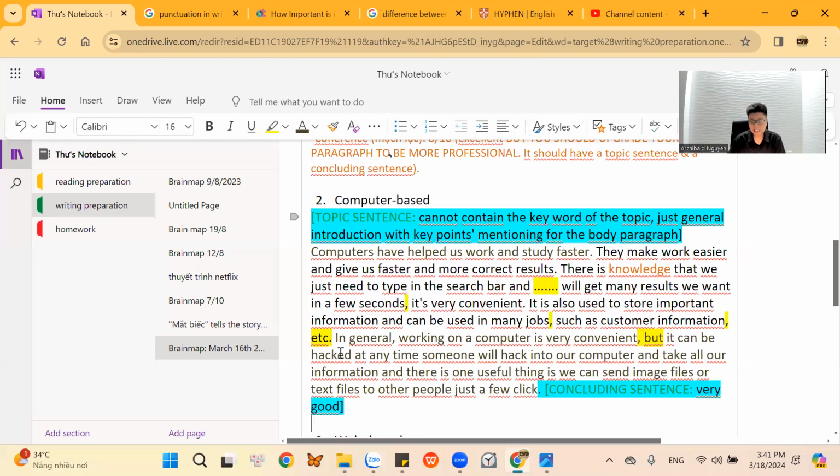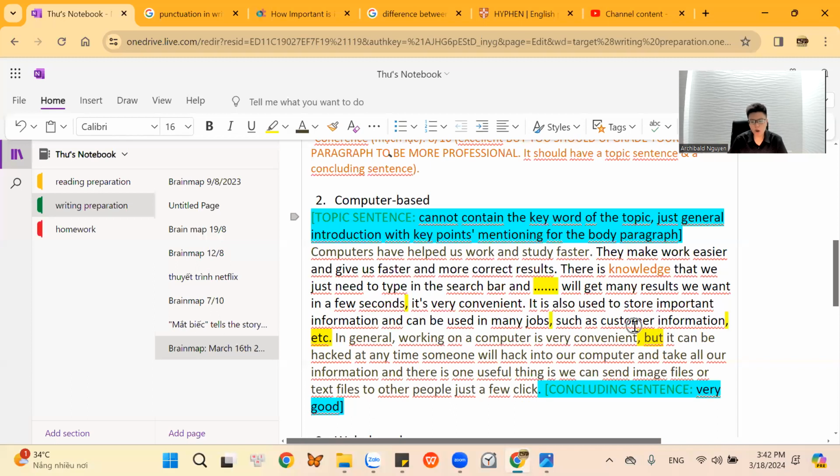customer information, etc. When we write, we don't use etc. It is highly recommended for you not to use etc. when you are writing, because this can only be used by the professional writer or by the examiner. It should not be used by the candidate. So when you write, you can say and so on, such as customer information and so on. But if you use etc. or and so on, you should list more than 2 points.